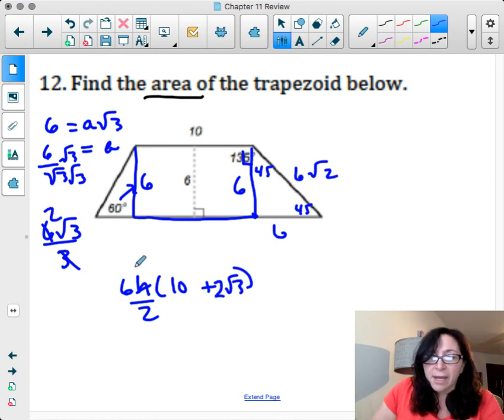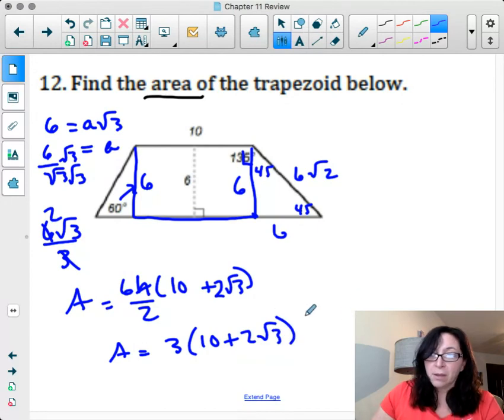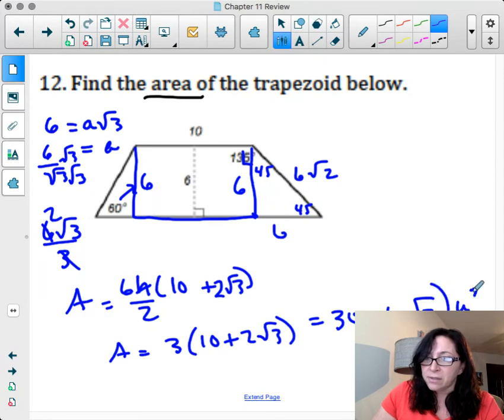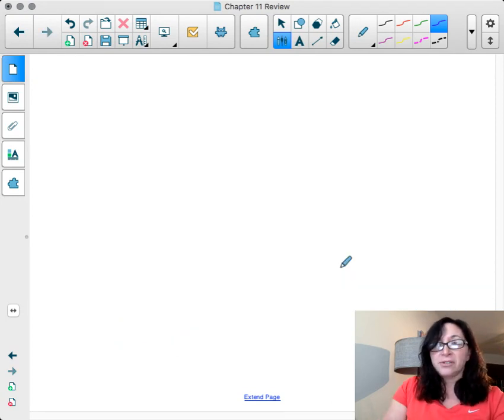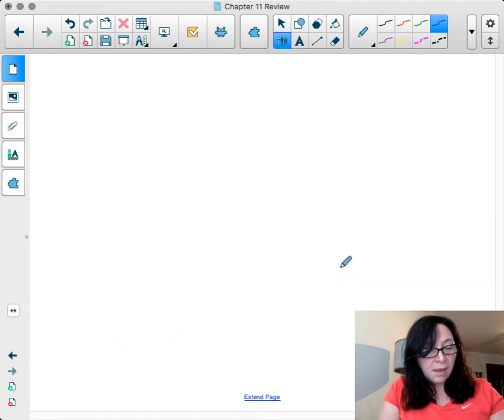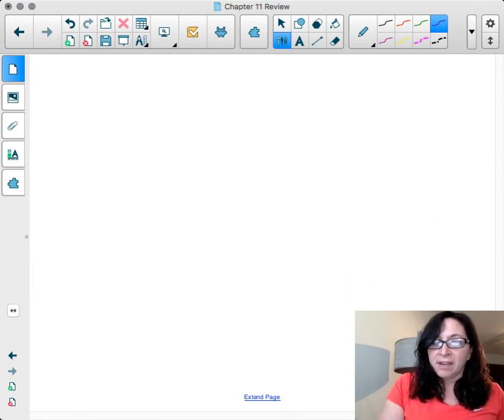So it looks to me like we have 6 divided by 2, which is 3. So the area is going to be 3 times 10 plus 2 root 3, which becomes 30 plus 6 root 3. And that's units squared. So that's the area of my trapezoid. Kind of fun. That was interesting. So that's it for part 1. And look for the second part of the review momentarily.